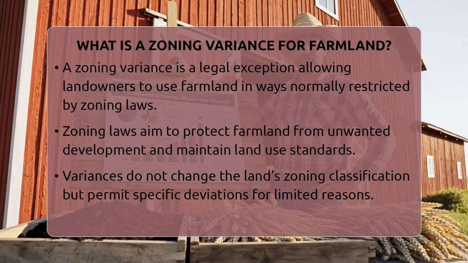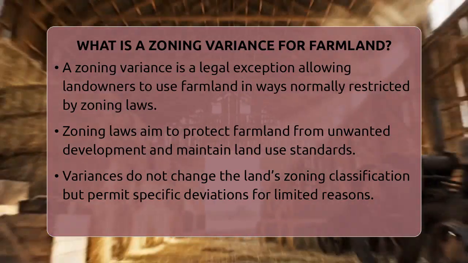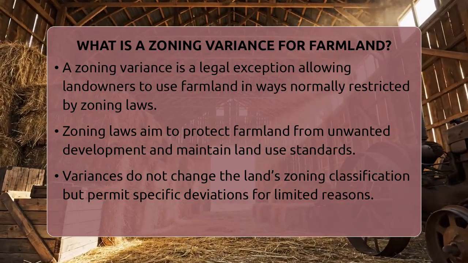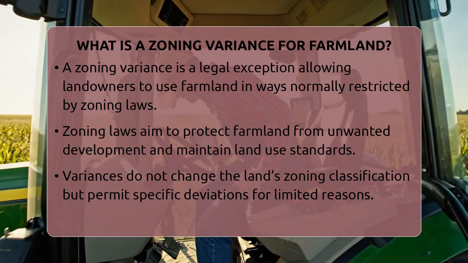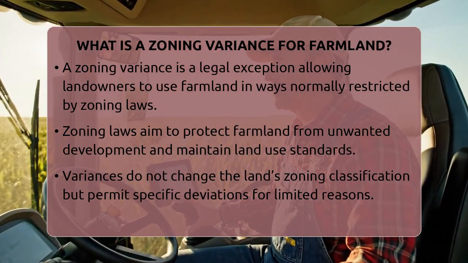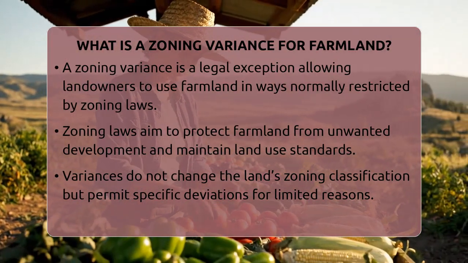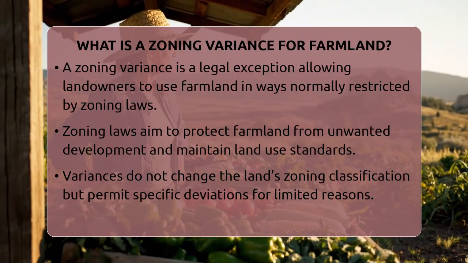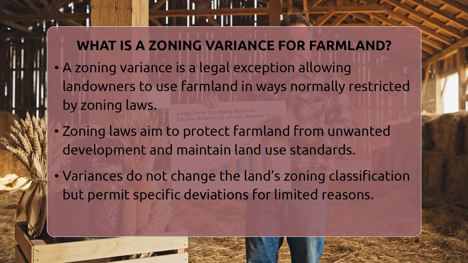A zoning variance is a legal exception that lets landowners do things with their farmland that normally aren't allowed under current zoning laws. It doesn't change the zoning classification but gives permission to bypass specific rules for a limited reason. Zoning laws are meant to keep farmland dedicated to agriculture and prevent unwanted development. But sometimes strict rules make it hard to use the land practically.